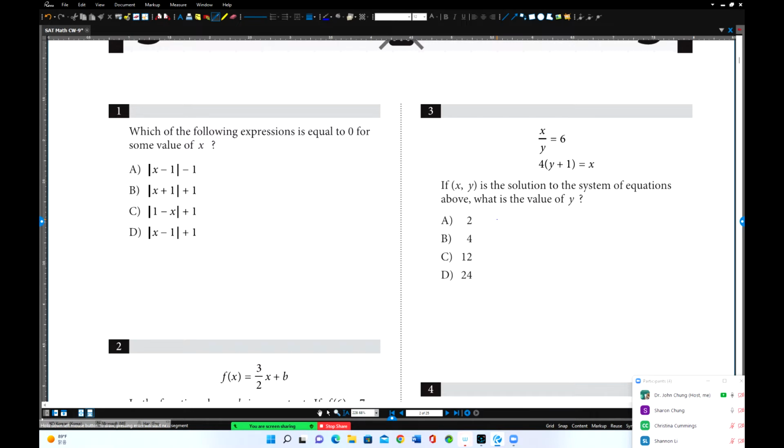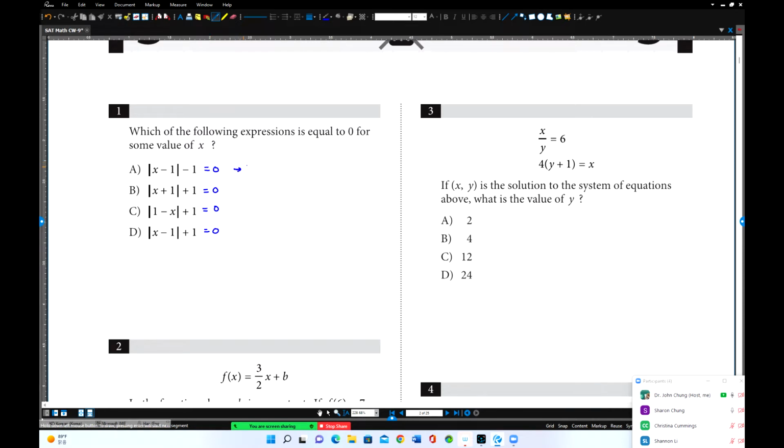This is section 3. So today we go over section 3 together, one by one. Now let's try number 1. The question here: which of the following expressions is equal to 0 for some value of x? That means there are solutions that make it 0. When you set it to 0, which equation has solutions? We have to check it out.